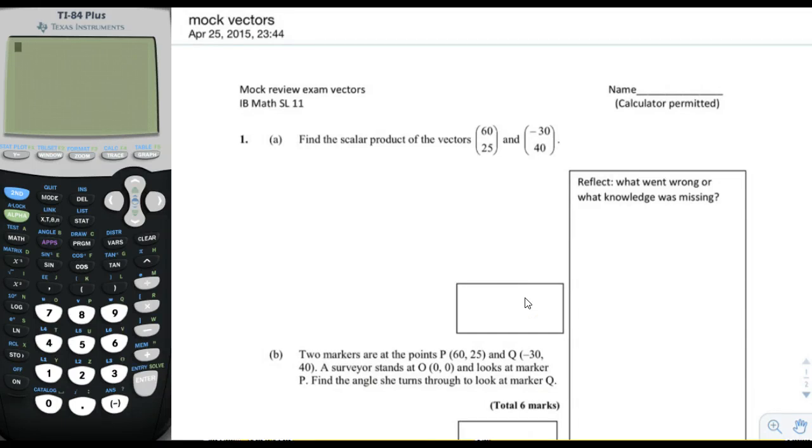Okay, here are the solutions for the review exam for vectors. First problem, find the scalar product of the vectors 60, 25, and negative 30, 40.